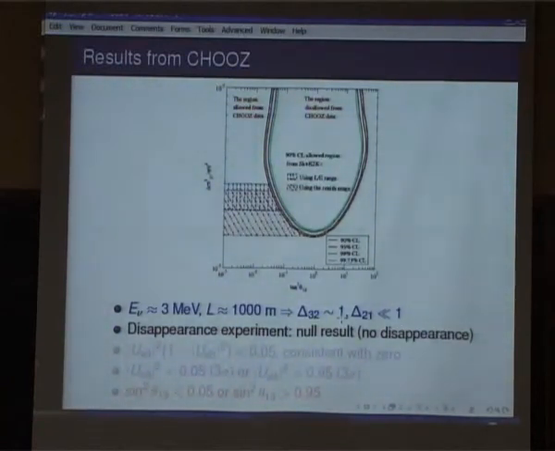Condition satisfied. Once the condition is satisfied, then it's simple to use. So this is the so-called disappearance experiment, which means that you produce electron antineutrinos, and you look for electron antineutrinos. So if there is no disappearance, you will get 1. If there is disappearance, you will not get 1, but 99%, 98%, 90%.